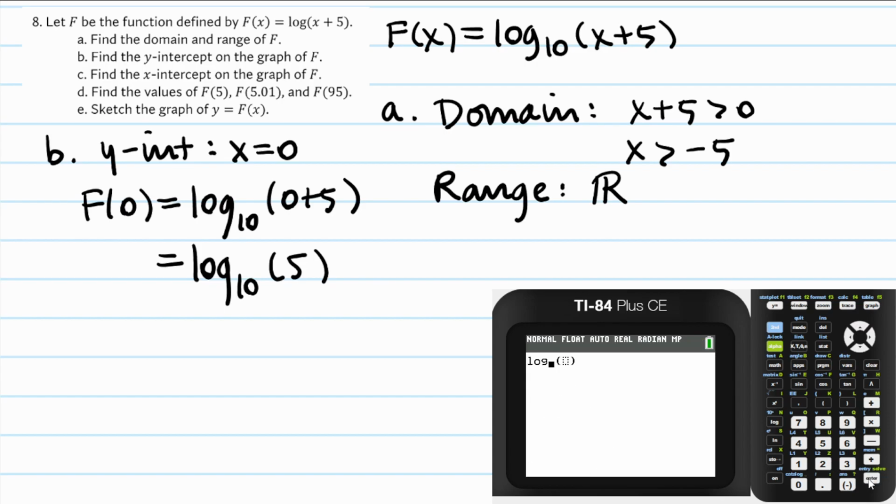You can do log with base 10 and argument 5. That is really not the point of our algebra course. We can see that this is just 0.699 or 0.698. It's a number between 0 and 1, which is kind of what we already knew anyway.